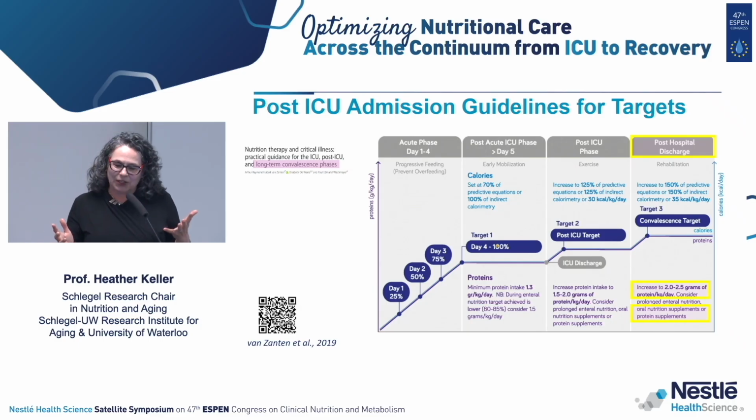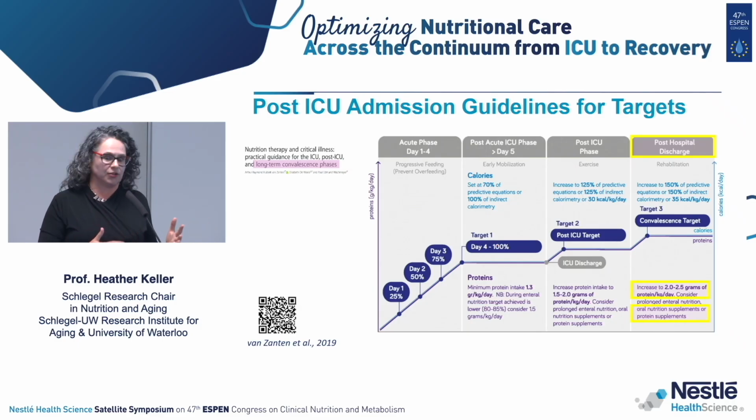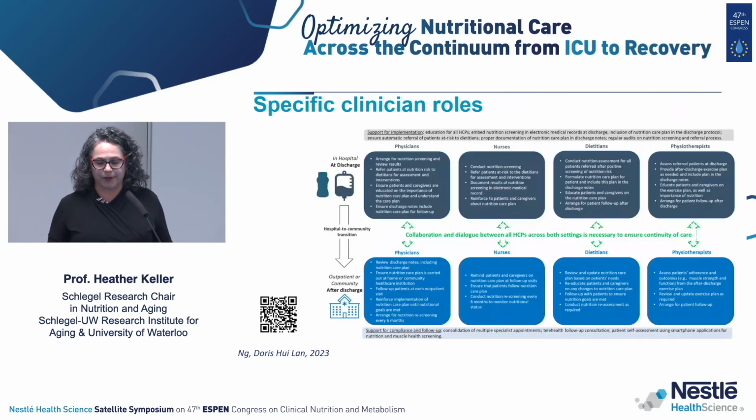But this is really good advice for a post-ICU patient, right? The idea that we have to get 150% of predictive equations for their energy, or about 35 calories per day, and 2 to 2.5 grams of protein. As already spoken about in the post-ICU ward, it's impossible to do that in a ward setting. So imagine once you leave the hospital, also extremely challenging to do. So back to the issue, what are the simple things that are going to work efficiently for you?